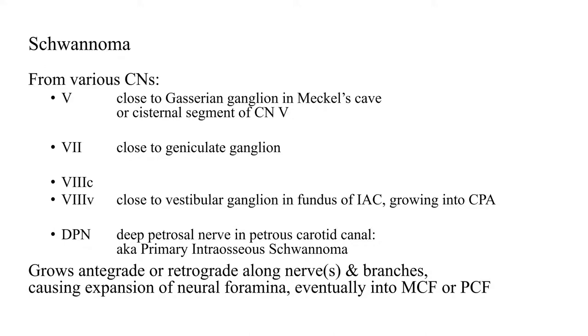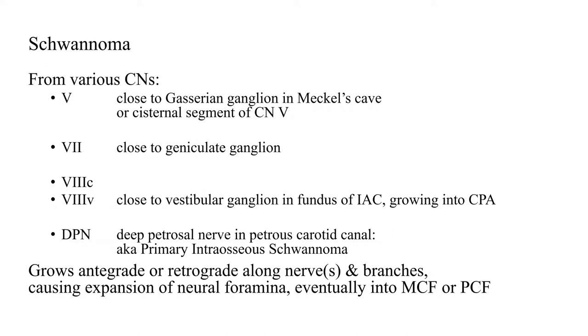The cochlear and vestibular components of the auditory nerve can have schwannomas, in the vestibular one usually close to the vestibular ganglion in the fundus of the internal auditory canal, and may present as a mass in the cerebellopontine angle. And then the deep petrosal nerve in the petrous part of the carotid canal can have a schwannoma that would then be called a primary intraosseous schwannoma.